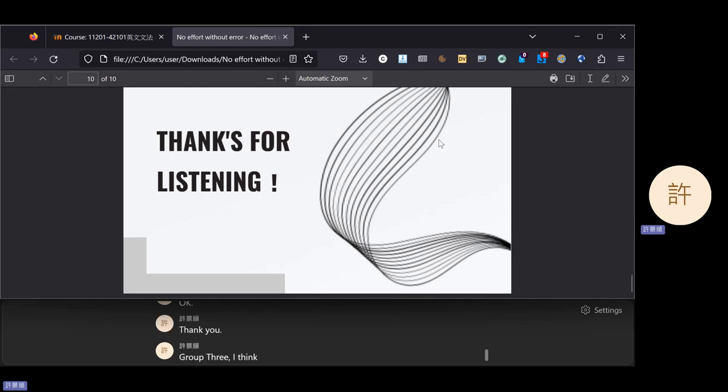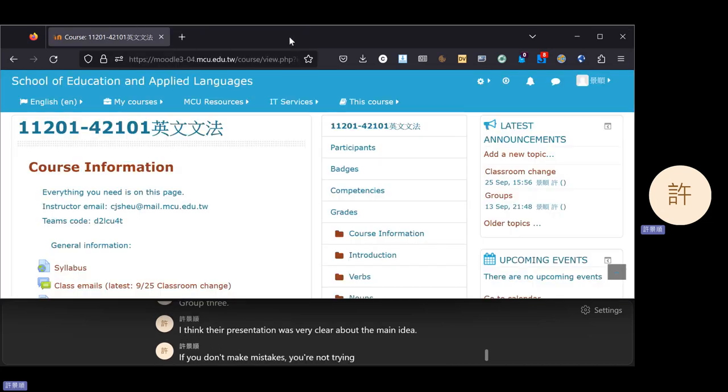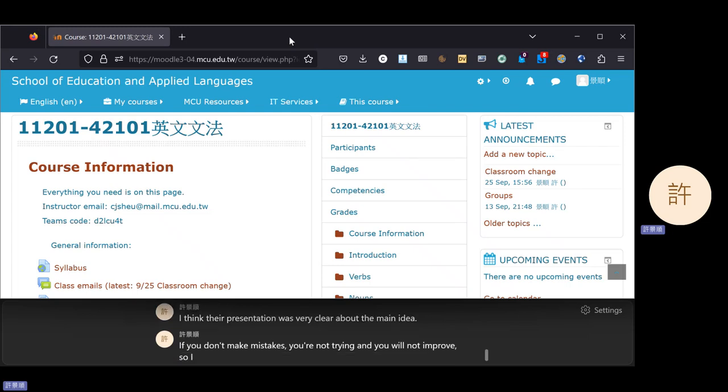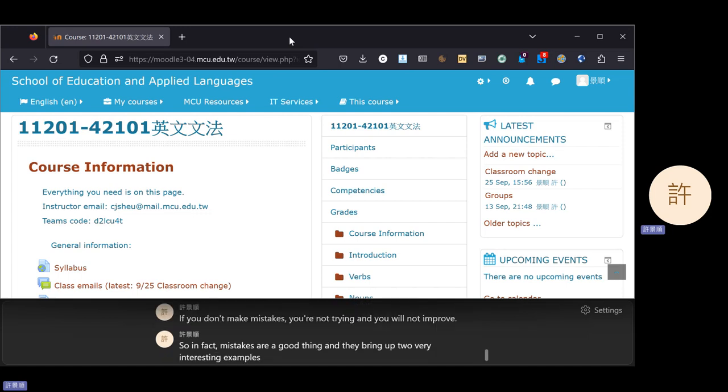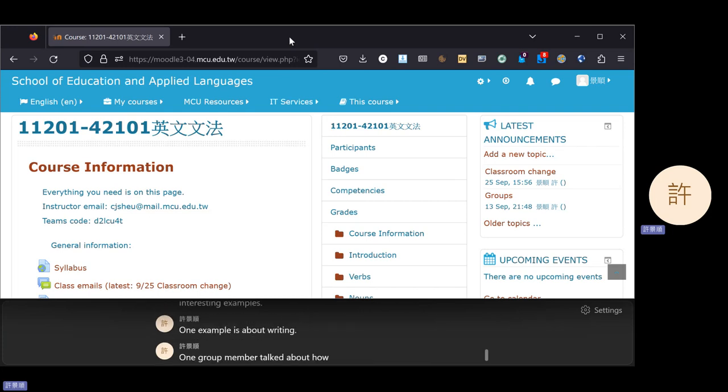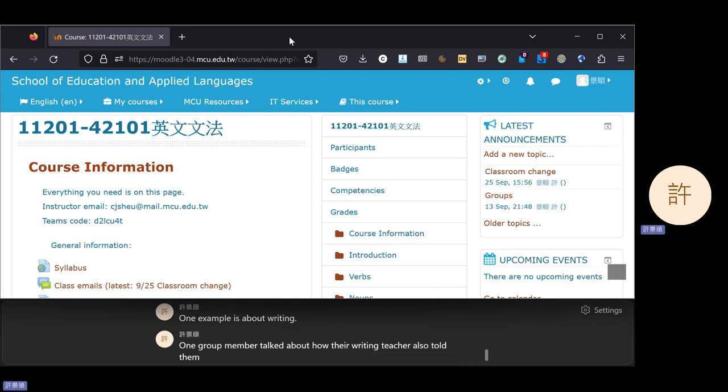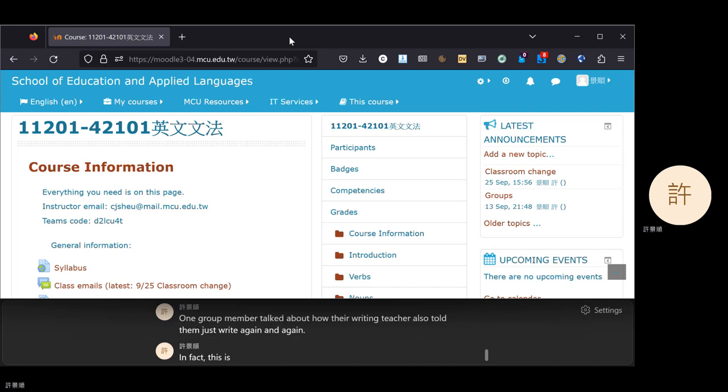I think their presentation was very clear about the main idea. If you don't make mistakes, you're not trying and you will not improve. So in fact, mistakes are a good thing. And they bring up two very interesting examples. One example is about writing. One group member talked about how their writing teacher also told them, just write again and again. In fact, this is why in this class, our homework is all about correcting mistakes.